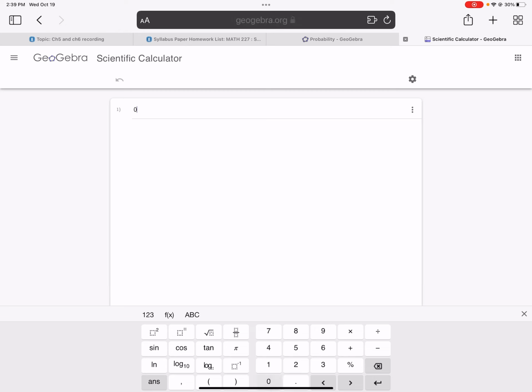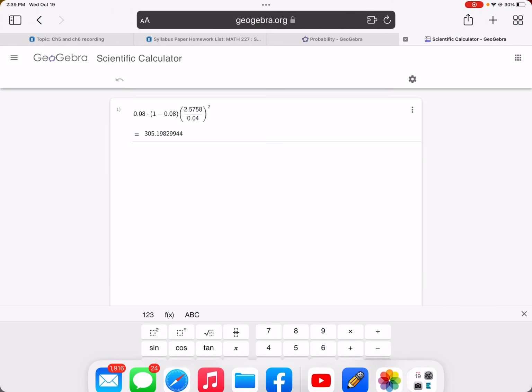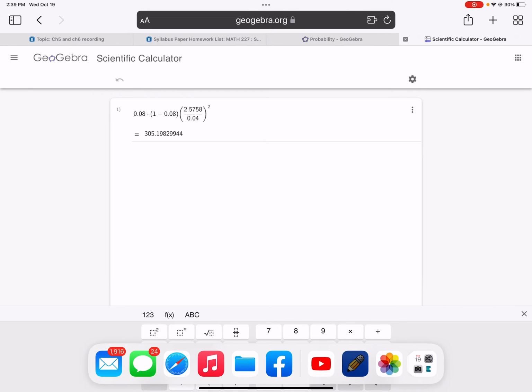Then we have 0.08 multiplied by 1 minus 0.08, and then multiply on the top by 2.5758, squared. In the bottom we have 0.04, and then exponent square. So we got the answer, which is 305.19.